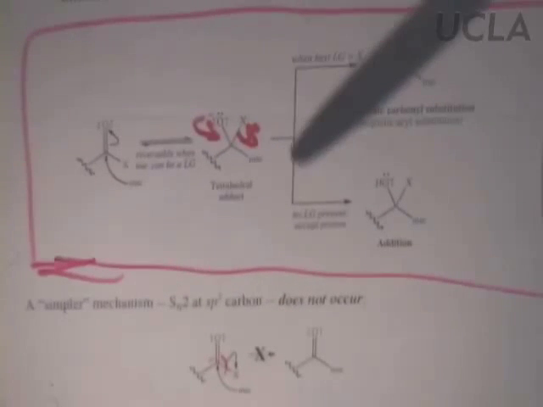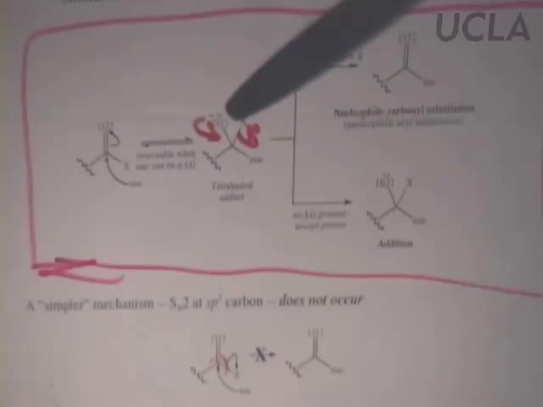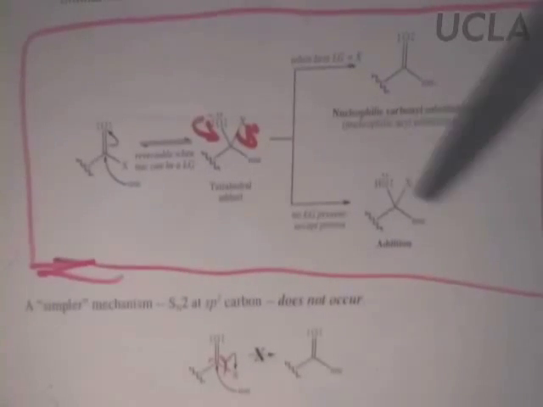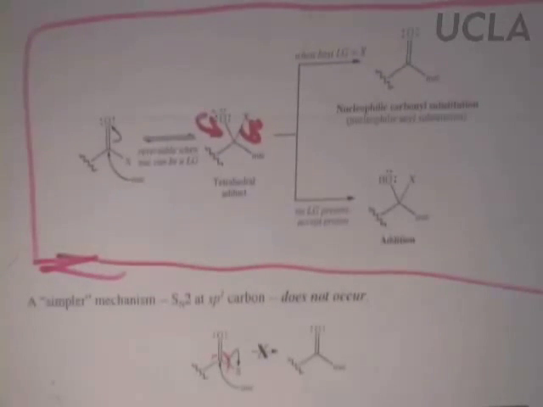But if there's no reasonable leaving group, then we can put the proton on the oxygen, and the net effect is addition. There's the nucleophile, there's what used to be the carbonyl, there's a hydrogen. So fundamentally, carbonyl reactions are going to be either substitution at the carbon of the carbonyl or addition. That's it. Now, we're going to talk about a lot of different kinds of carbonyl reactions in here, because there's a whole bunch of different carbonyl-containing functional groups.